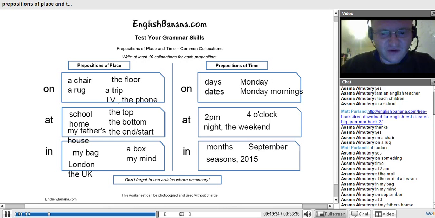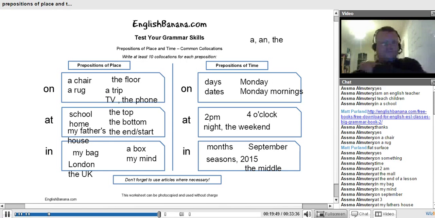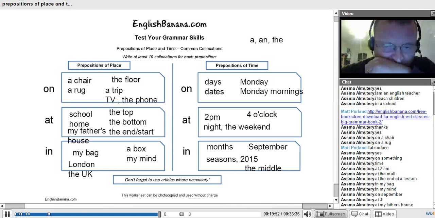So very flexible words, on and in. They're a little bit like articles. You know what I mean by articles is a, an, the. And it's very hard to write a sentence in English without an article. It's hard to say one. It's hard to write a sentence without a preposition of place or time as well. So these are things to really focus on if you want to improve accuracy.